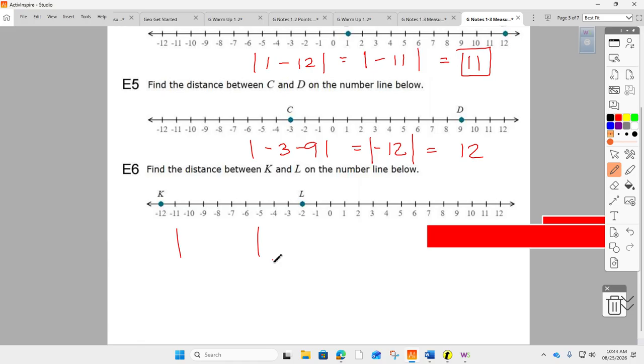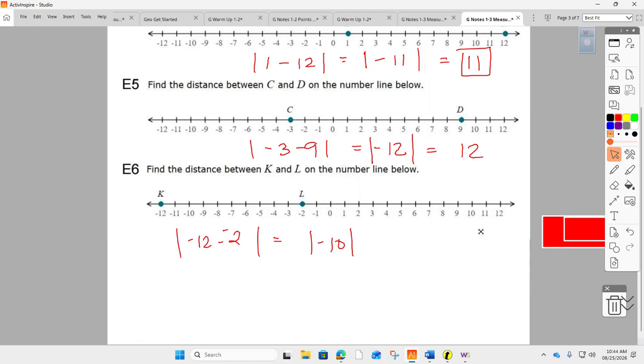So it's negative 12 minus negative 2. So be careful. It's not minus positive 2. On your calculator, 12 plus minus button minus 2 plus minus button is equals. You should get the absolute value of negative 10. And so the absolute value of negative 10, how far is it from 0? It's 10 units from 0. Your answer, if they ask you to find the distance, has to always be a positive number.